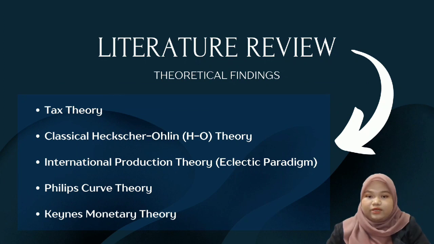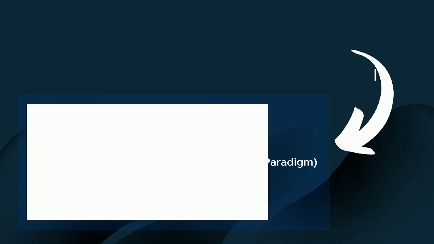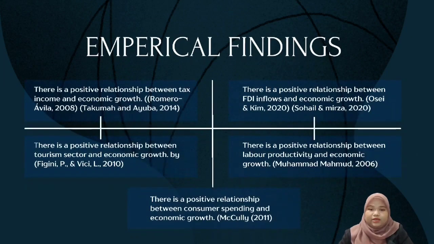The theoretical findings for this research include tax theory, classical Heckscher-Ohlin theory, international production theory, Phillips curve theory, and Keynes monetary theory. Based on this slide, the empirical findings are stated above.